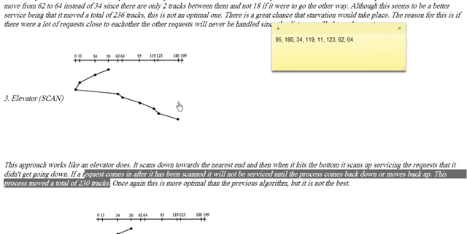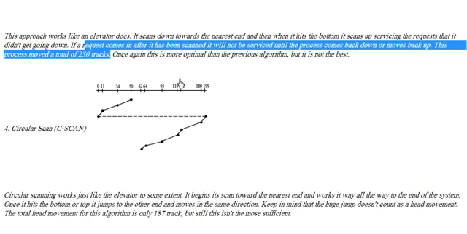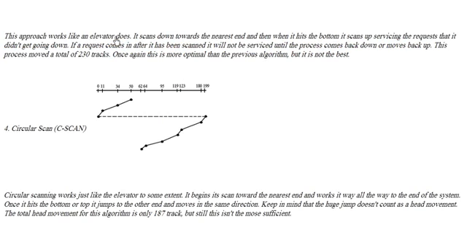This is the maximum. We stop at 180, and if we got something less than 180, we just move back all the way to 0. So all the time we need to reset to 0, and we go to the max. The max here is 180. This is known as the elevator scan algorithm. We see this approach of the elevator gives 230 tracks. Once again, this is more optimal than the previous algorithm, but it is not the best. So we see the elevator is pretty good.